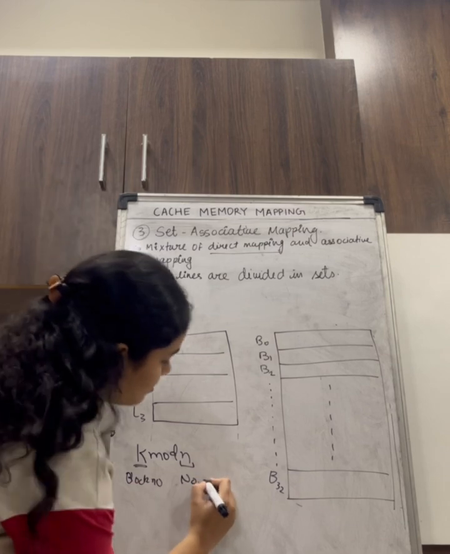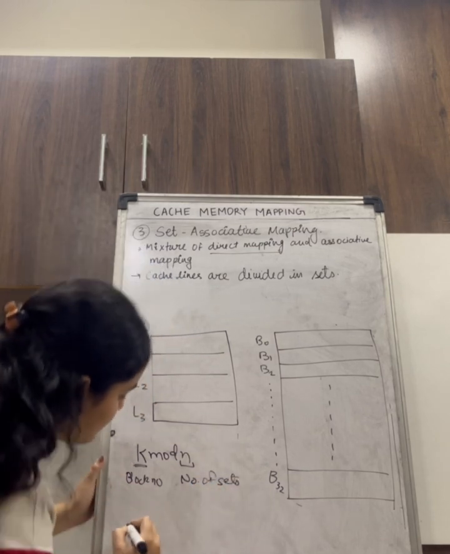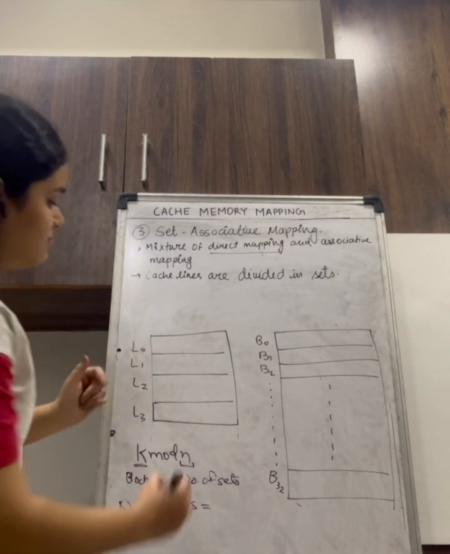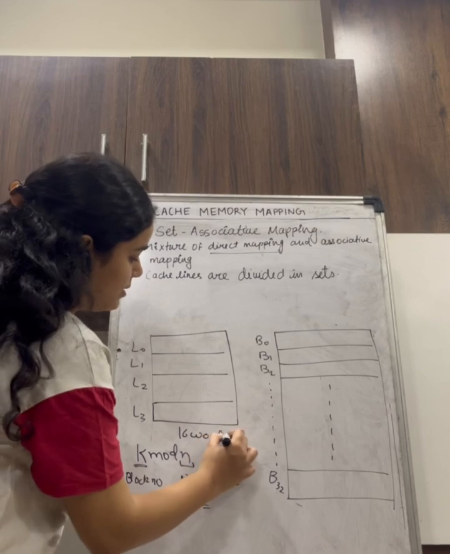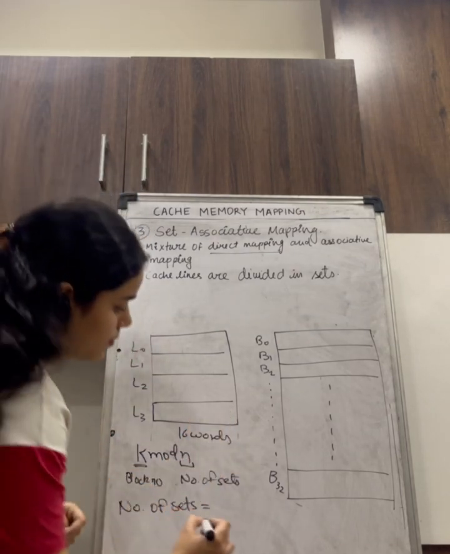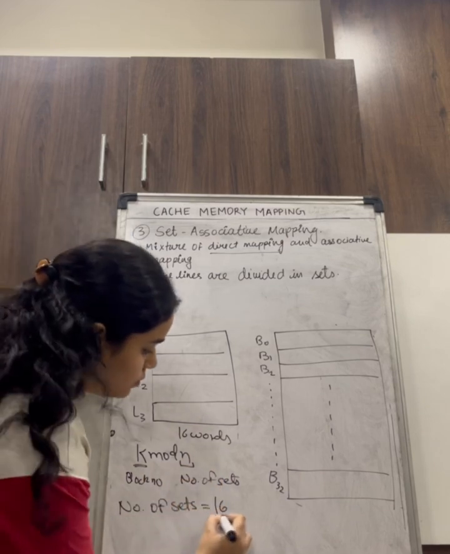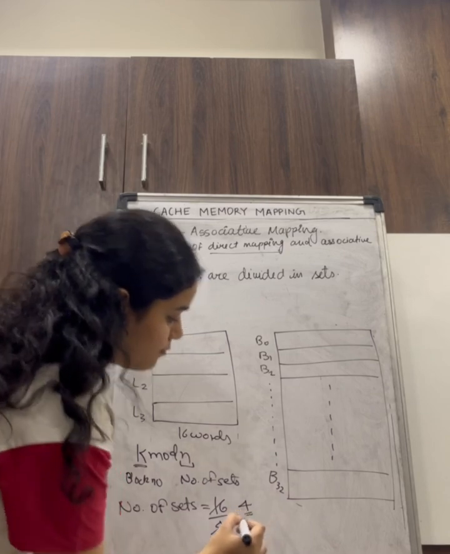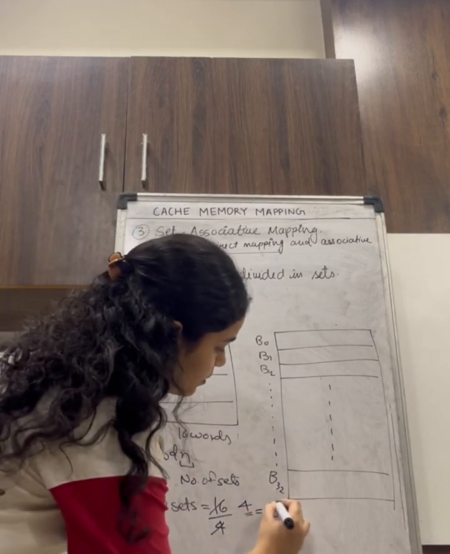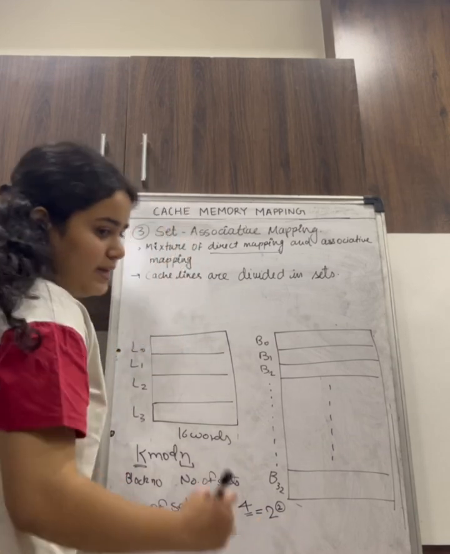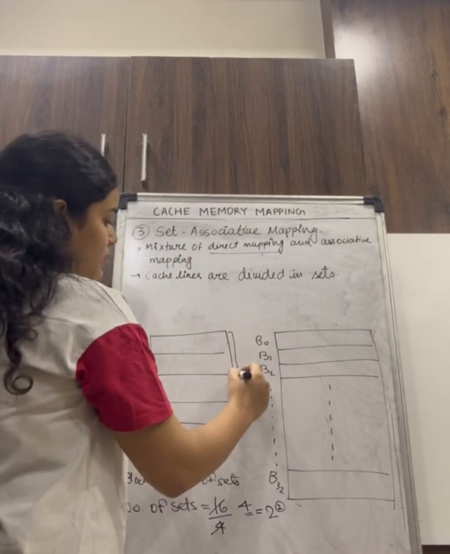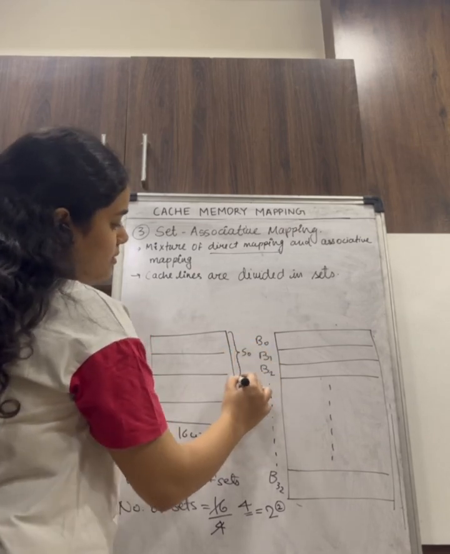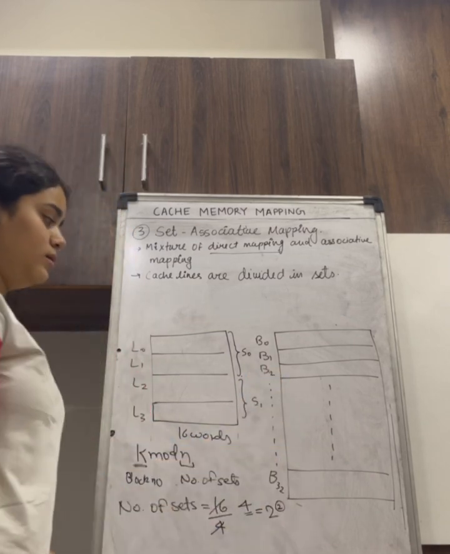Now how do we find the number of sets? We have a simple formula for the number of sets. We have 16 words in total and each line contains 4 words. So 16 words are divided into 4 cache lines. So we have 4, which is equal to 2 to the power 2. Hence we will have 2 sets in this example. So this one is set 0 and the second one is set S1.